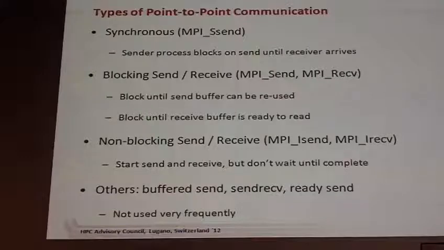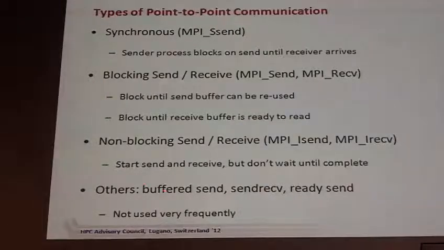The second kind of primitives are blocking send and receive, like MPI send and MPI receive. These are the most commonly used ones. It blocks until the send buffer can be reused. That means I am trying to send something using a buffer, and I just wait until that data goes out. And MPI receive blocks until the receive buffer is ready to read.